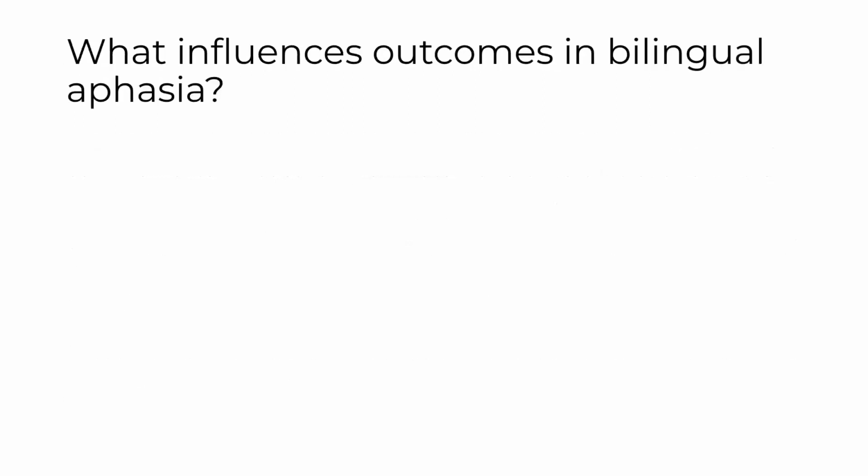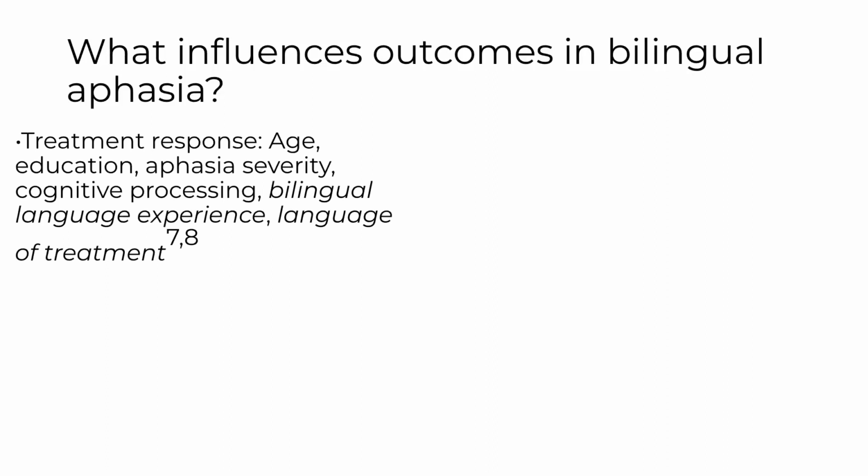So what influences outcomes in bilingual aphasia? Well, we can look at the literature in monolingual aphasia. We know for certain that things like age, education, the severity of the aphasia, and their residual cognitive processing skills all affect treatment response, so how well someone does in responding to speech and language therapy.